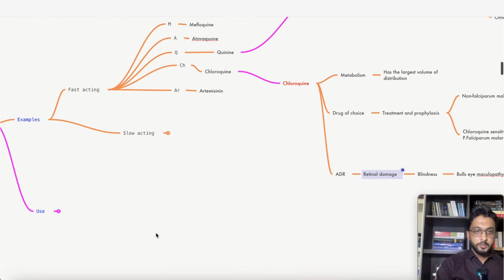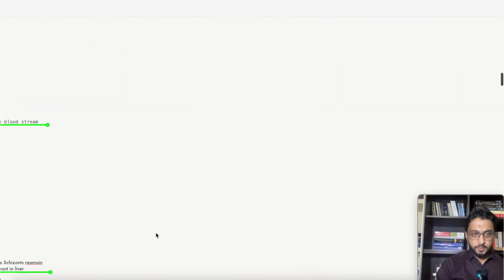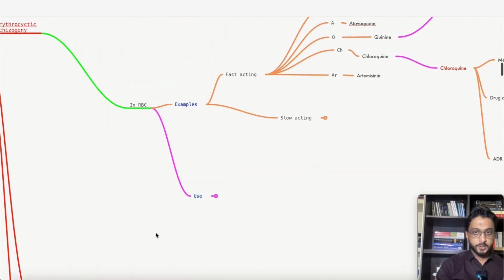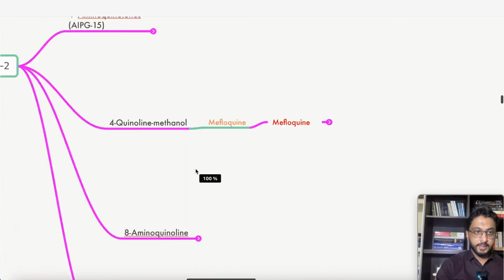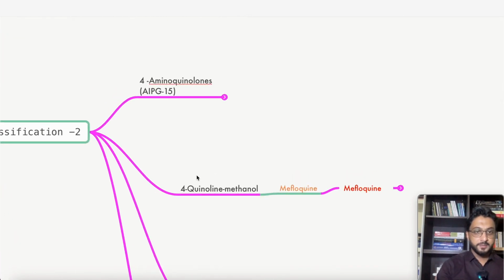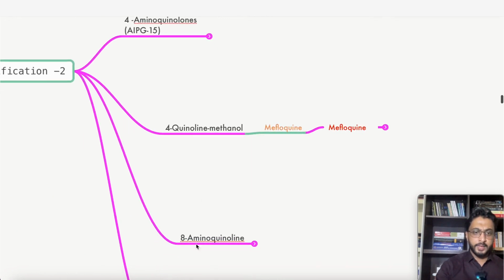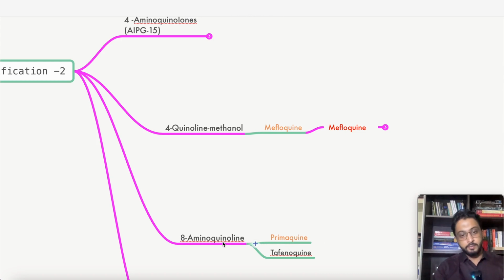Then for short-acting, there are no specific drugs which you have to know. It will be sufficient to know whatever we have learned. One area we studied: 4-aminoquinolines and 4-quinolinemethanols, and 8-aminoquinolines, which was the one we said primaquine. We studied primaquine just now.